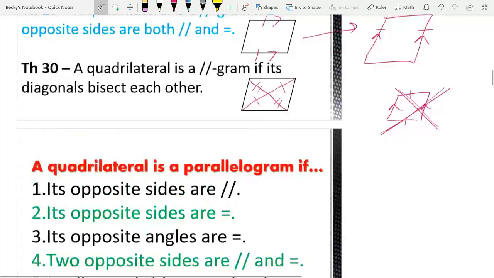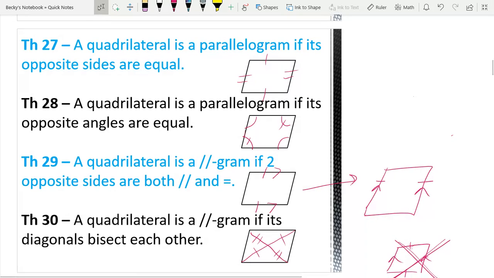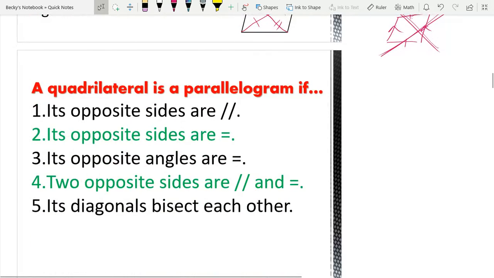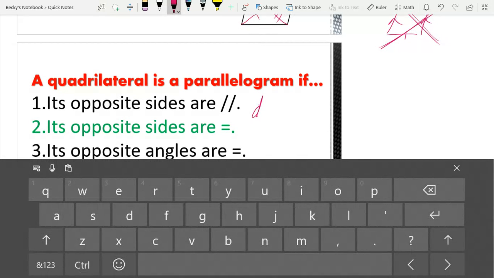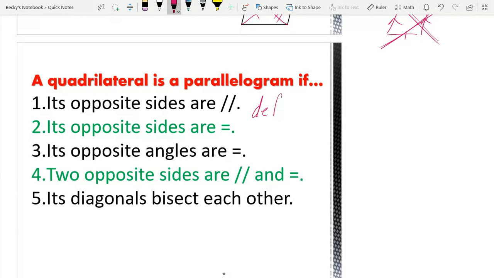So I made a little list. There were 4 theorems, but there are 5 ways to prove that it's a parallelogram. Let's go through these. The first one says if the opposite sides are parallel. We did not mention a theorem like that, because that's actually a definition. It's the definition of a parallelogram. If you think about it, what is the definition of a parallelogram? It's a quadrilateral whose opposite sides are parallel. So this one is the definition of parallelogram.